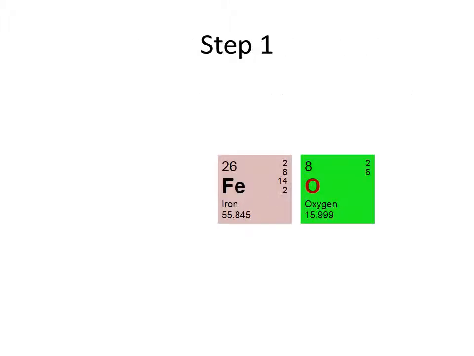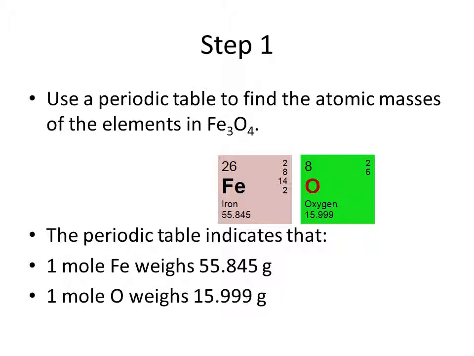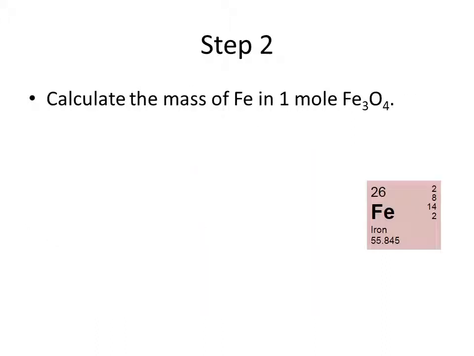First thing you need to do is grab your periodic table and locate the elements in that formula. We've got iron, which is Fe, and oxygen, which is O. And what you need to realize is that these numbers on the periodic table represent the molar mass, or the average atomic mass, of the element of interest. So 1 mole of iron weighs 55.845 grams. That's a conversion factor. And 1 mole of oxygen weighs 15.999 grams.